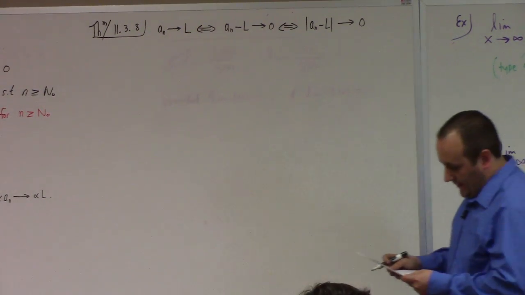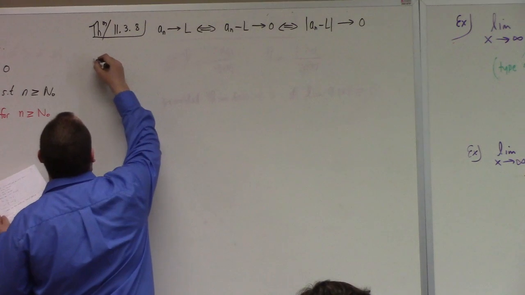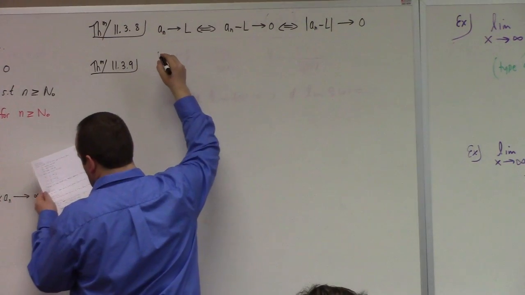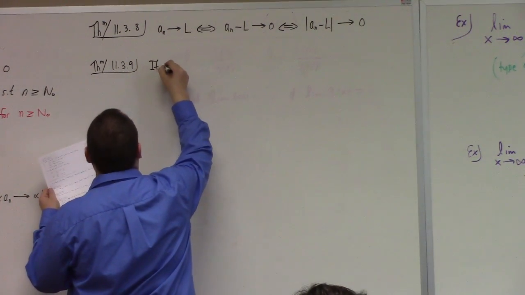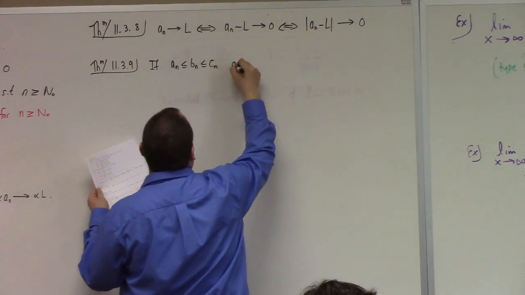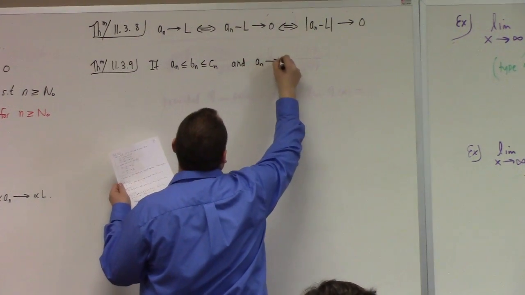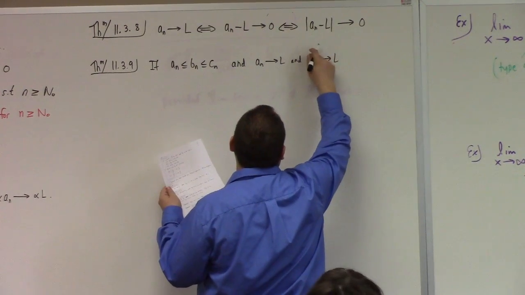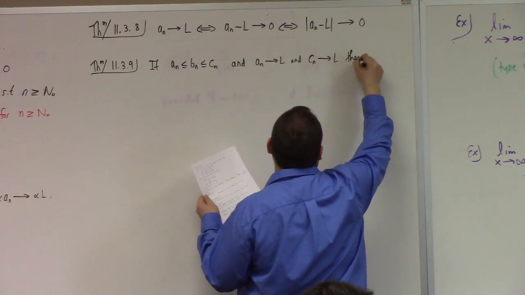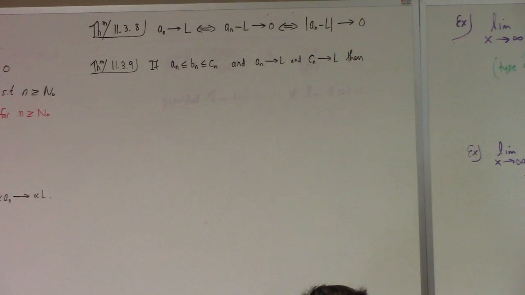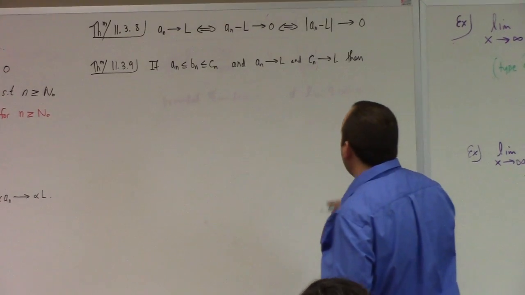That's theorem 11.3.8. Theorem 11.3.9: if a sub n is less than or equal to b sub n is less than or equal to c sub n, and if a sub n goes to L and c sub n goes to L, then what's up? Yeah, b sub n also goes to L.